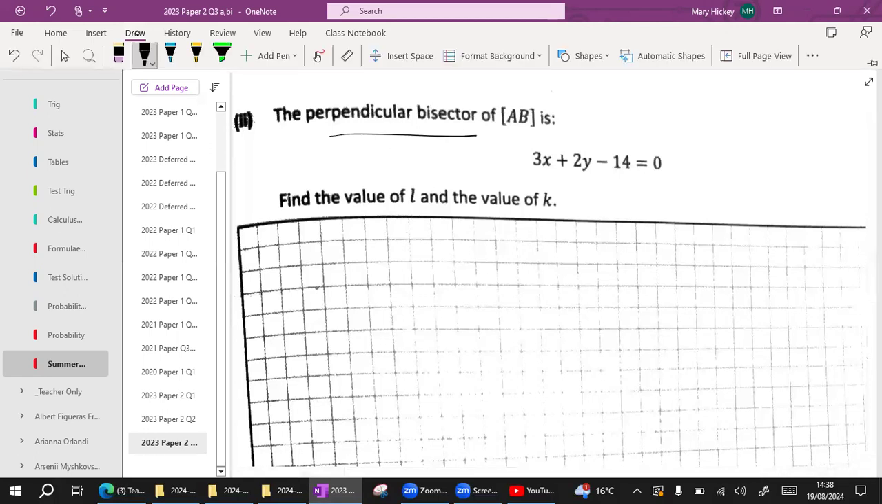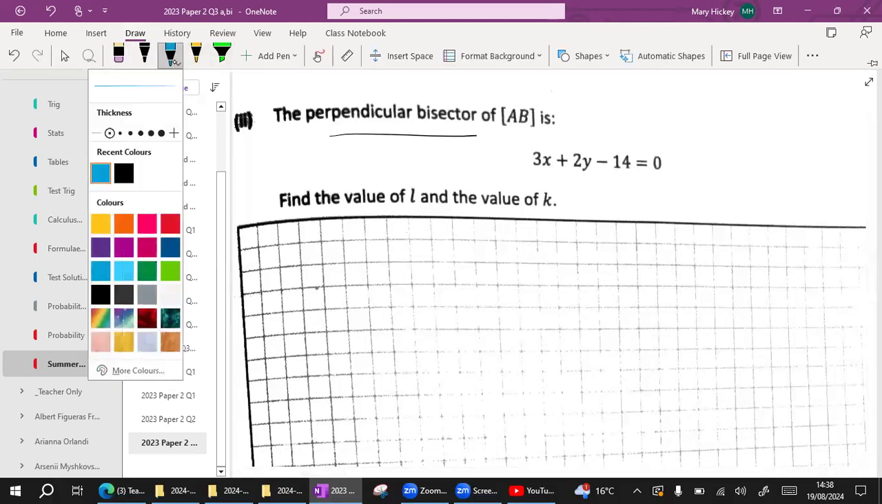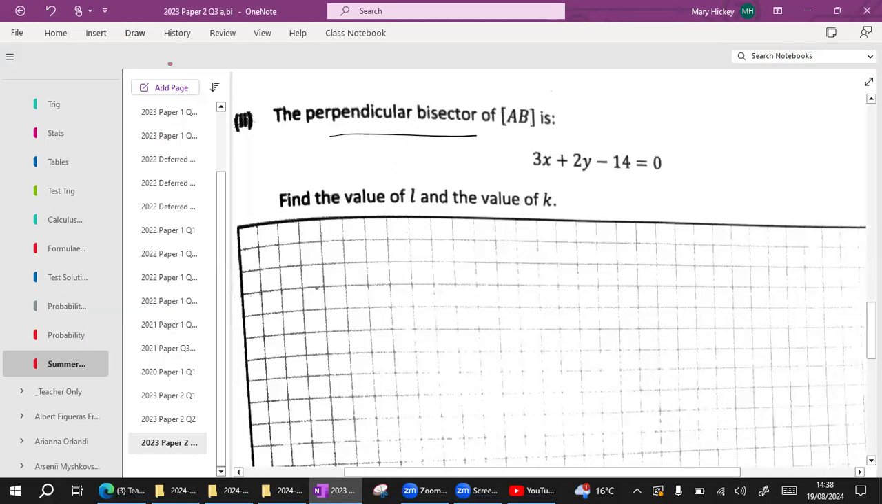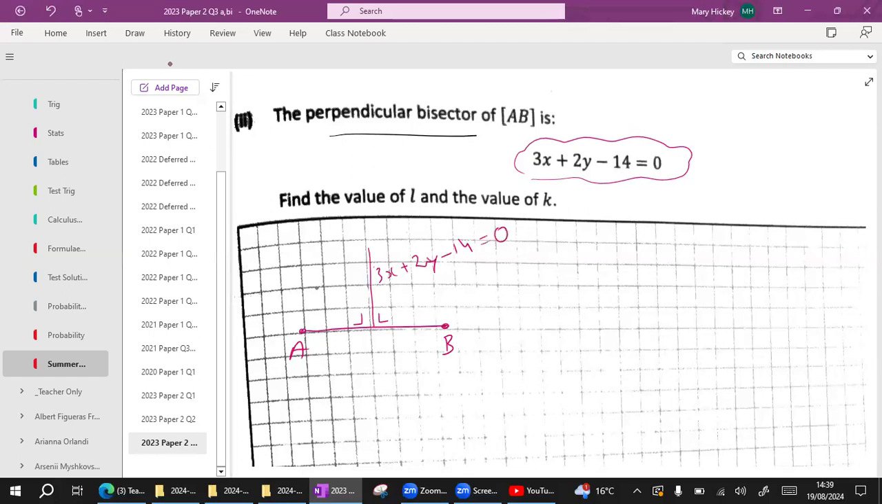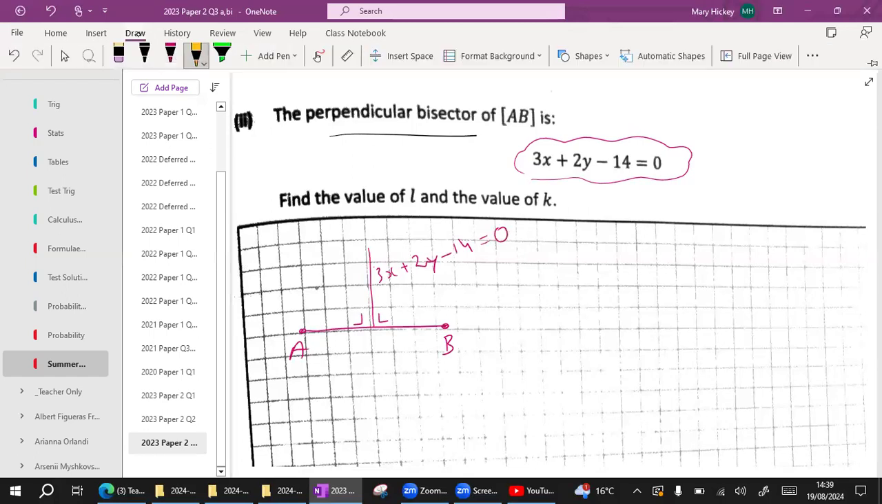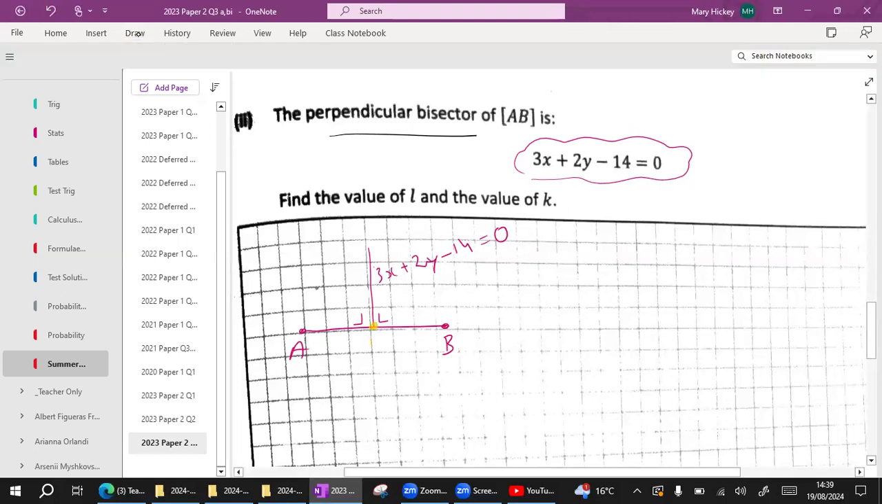So let's draw a quick sketch, which always helps us understand things a little bit better. Okay, so let's say A is here and B is there. We know this equation is the perpendicular bisector of AB. So in other words, this is the line that comes straight down between A and B. But if it's definitely a perpendicular bisector, then we know that the midpoint should be on that line as well.